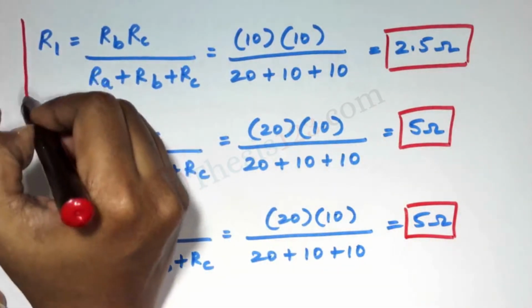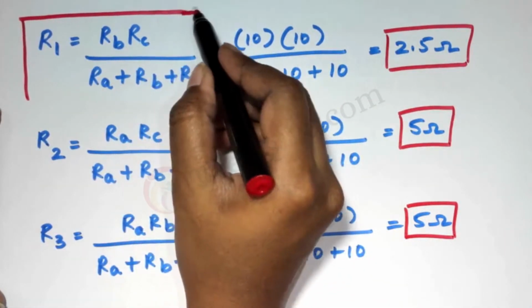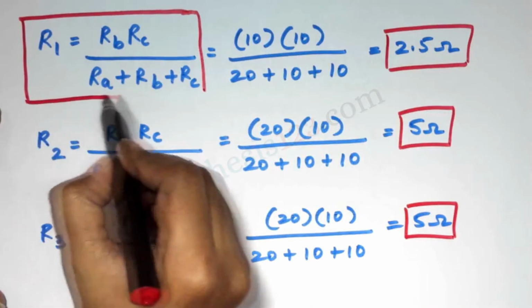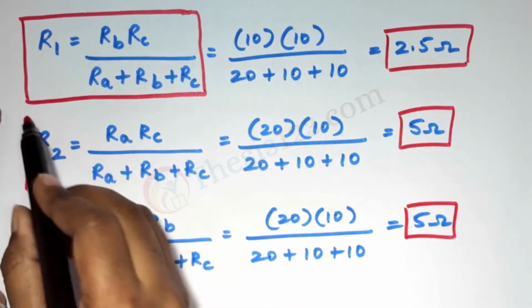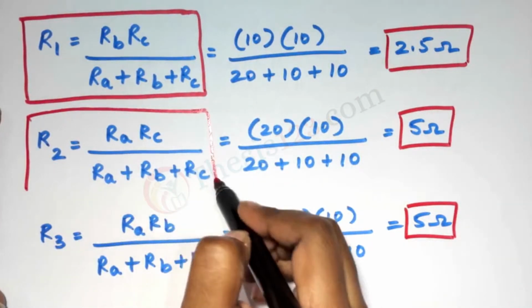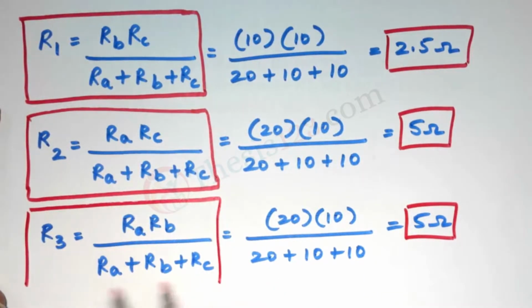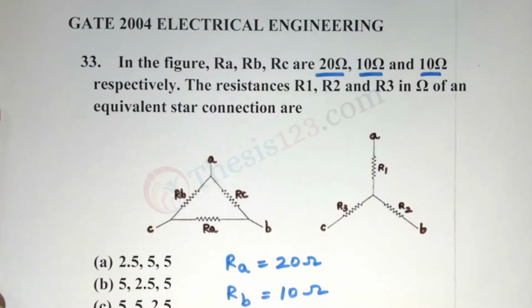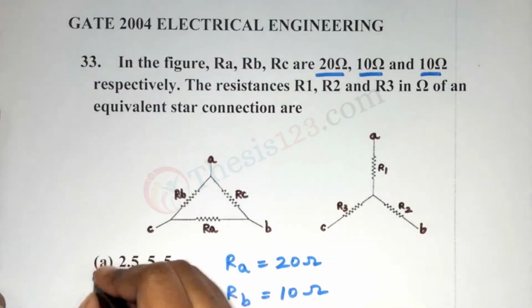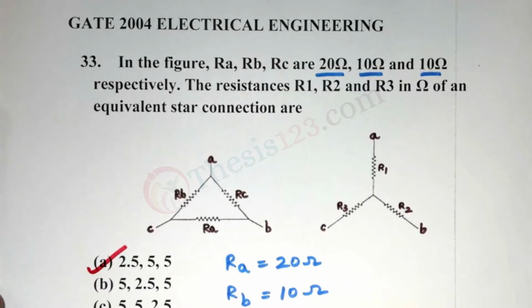So these formulas are important. Now this is to find out the equivalent values of the star resistances when delta resistances are given to us. So now our answer would be 2.5, 5 and 5, which matches with option A. So this is the final answer, and I hope it has helped.